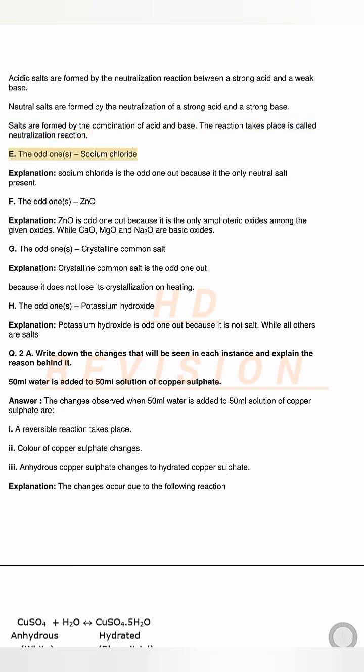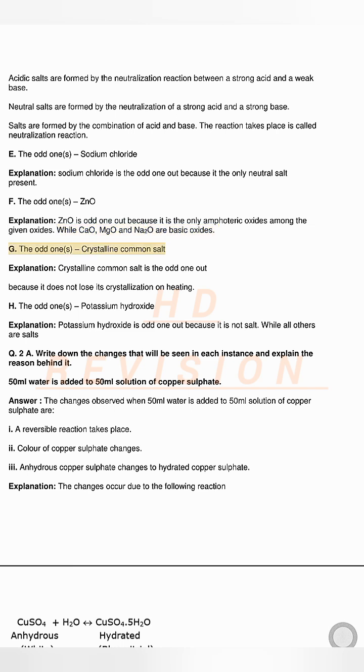E. The odd one is sodium chloride. Explanation. Sodium chloride is the odd one out because it is the only neutral salt present. F. The odd one is ZnO. Explanation. ZnO is the odd one out because it is the only amphoteric oxide among the given oxides, while CaO, MgO and Na2O are basic oxides.